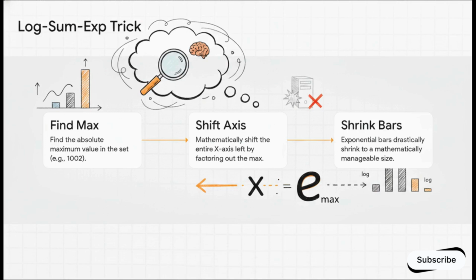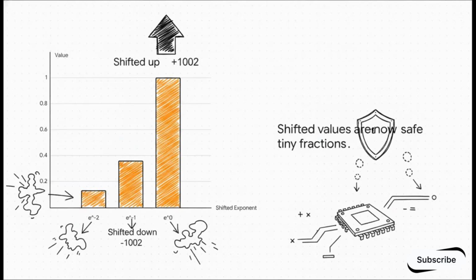Step 2 is where the absolute magic happens. We mathematically shift the entire x-axis to the left by exactly 1002 units. We do this by factoring out e to the 1002. And step 3, because we shifted that axis, our previously massive, model-breaking exponential bars dramatically shrink down to a perfectly manageable size. Just look at how beautifully satisfying this result is.